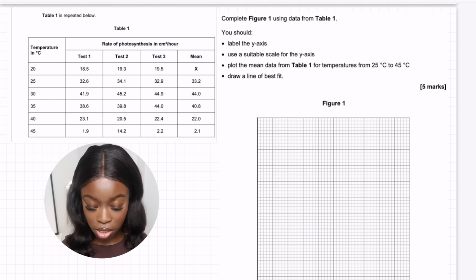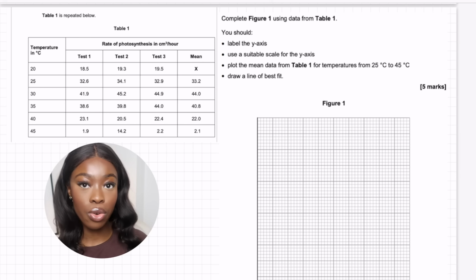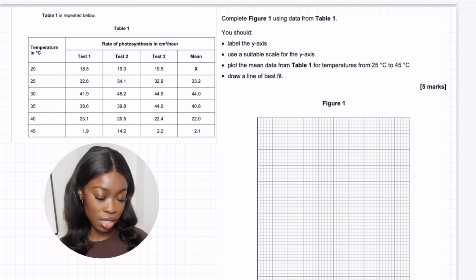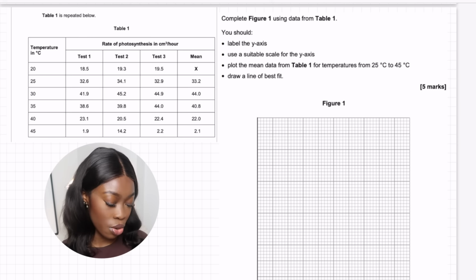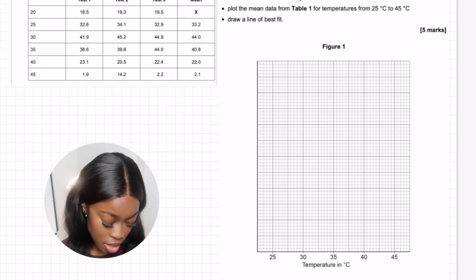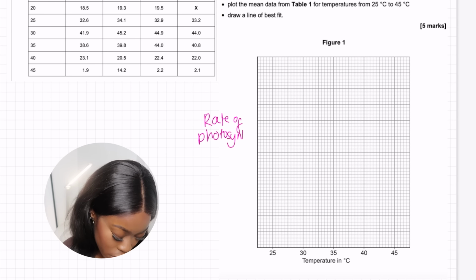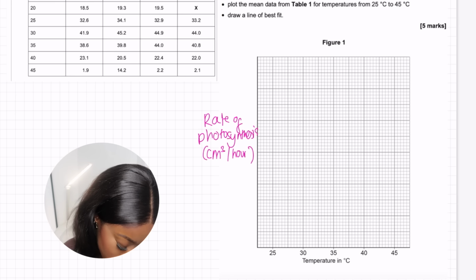Make sure that both of the axes are labeled with their units. So let's go through this. This is basically a photosynthesis question, and they want you to draw the graph for the information that they've given you. So let's label the y-axis. They even tell you to do it in the question, so don't miss that out. They put temperature on the x-axis, so that means that what must be on the y-axis is the rate of photosynthesis, and that is in centimeters cubed per hour.